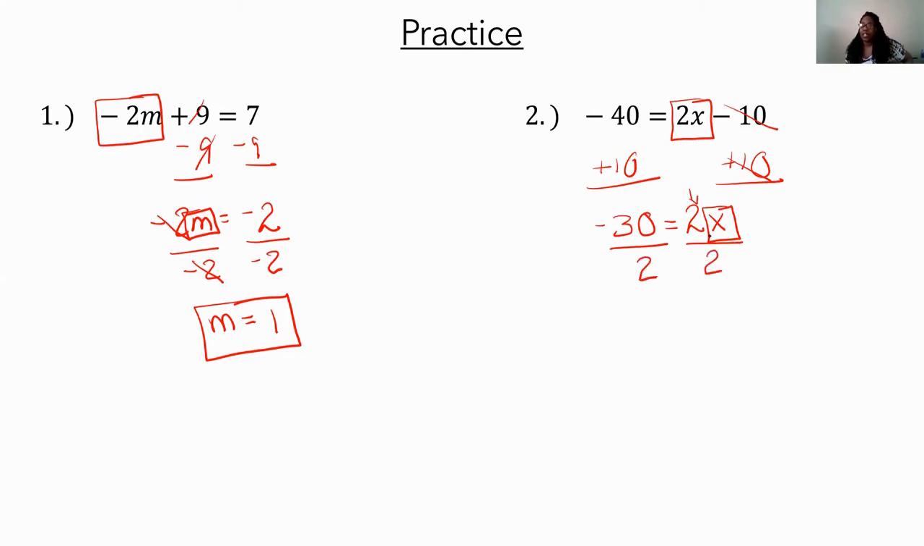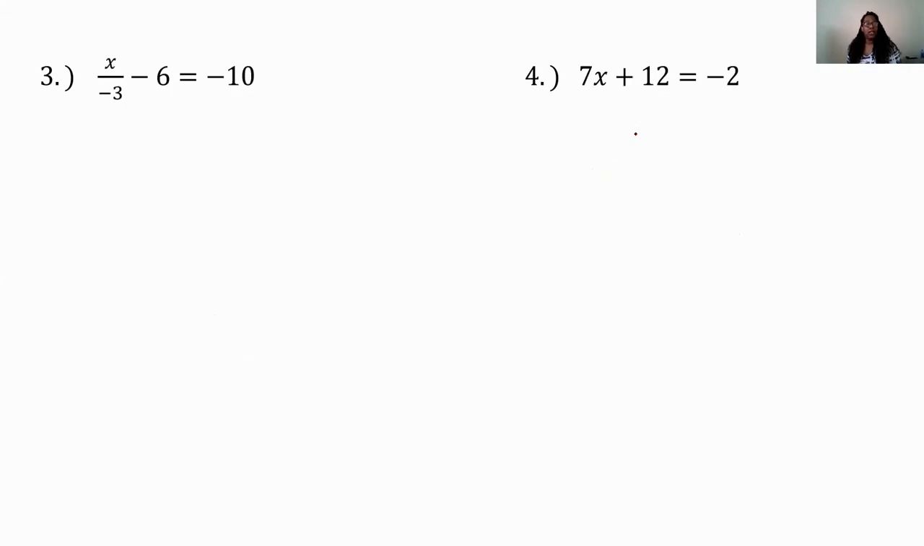So 2 divided by 2 gives me 1, or 1x, or just x. And then negative 30 divided by positive 2 will give me a negative 15. So the solution of negative 15, once plugged in for x, should give you a solution of negative 40. Okay? So we have x over negative 3 minus 6 equals negative 10. You thought you were done. So again, if you need to pause, go ahead and pause and then give these a try.